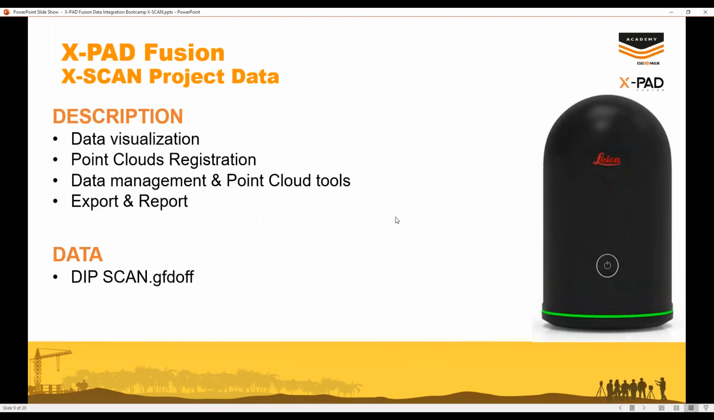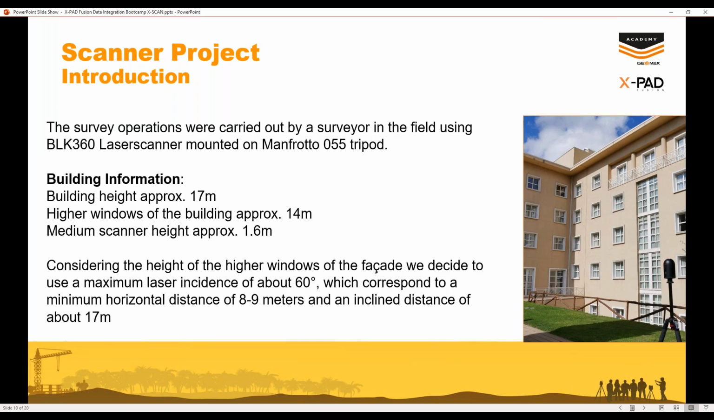So let's move back to the presentation. We will use data from, as I already said, the BLK. On the dataset, you can directly find the GFDOFF data, so the XPath Office Fusion format. And this is the introduction about the current project, so the scanner project.